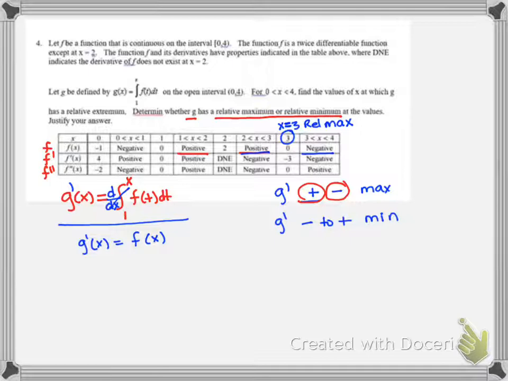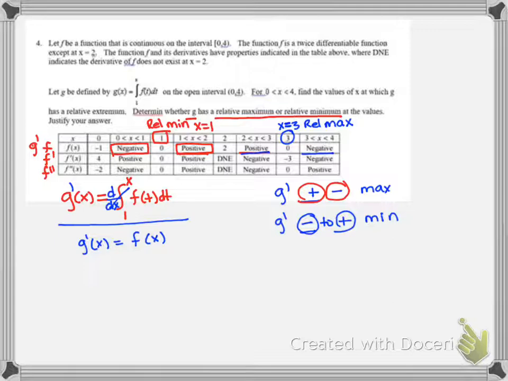Now we're going to look to see where g prime changes from negative to positive, if that happens anywhere. So sure enough, at x equals 1, my f, which is really g prime, again, it's important to realize that this is g prime that we're looking at. We're going from negative to positive. So that would make a relative min at x equals 1. And so that's what we should look for.